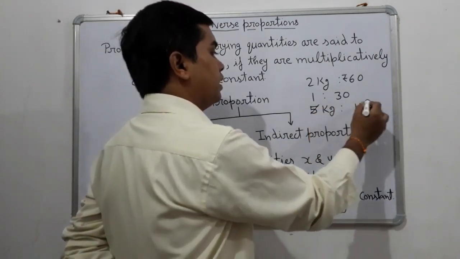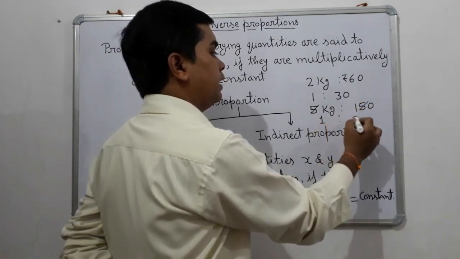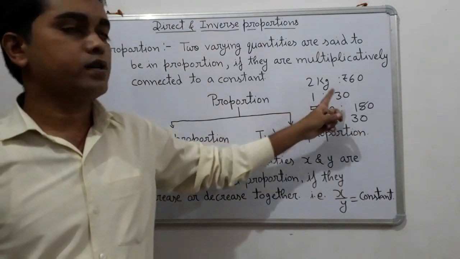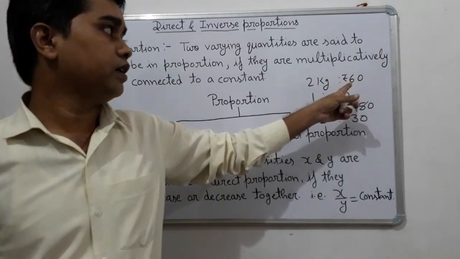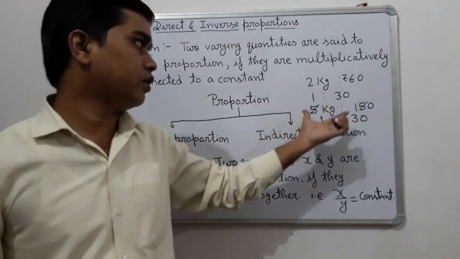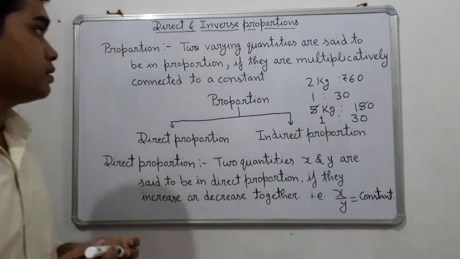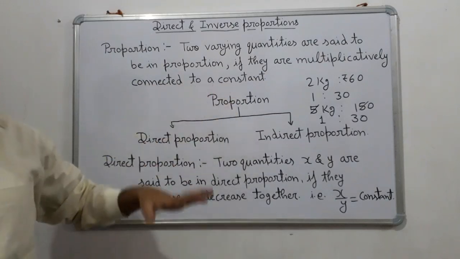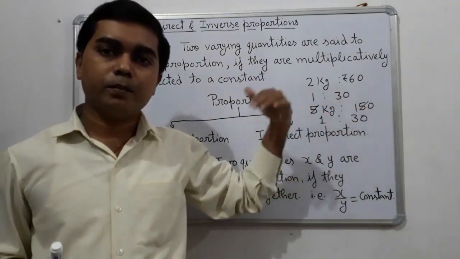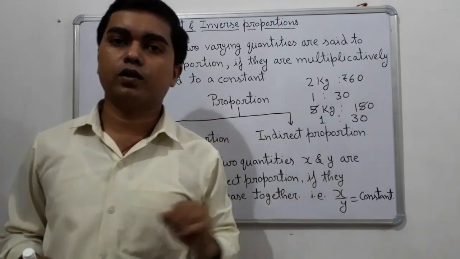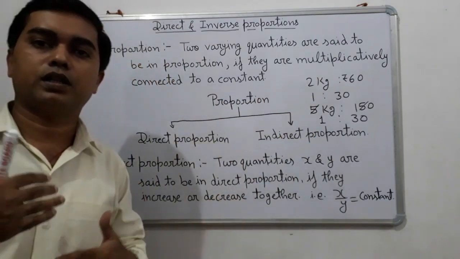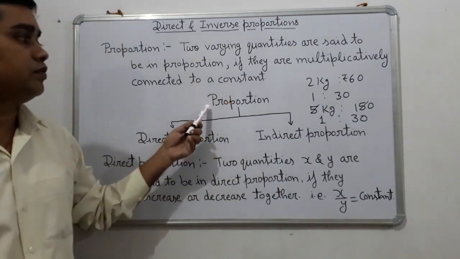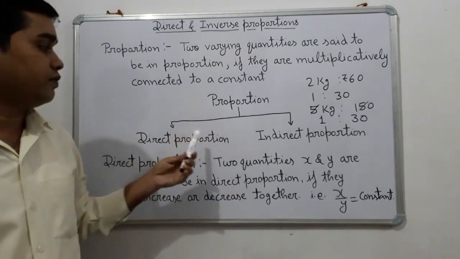If we simplify it, you will get 1 and here again 30. So you are seeing the ratio is the same: for 2 kilogram and 60 rupees, 1:30 is coming, and the same for the others, 1:30. So you can say that they are multiplicatively connected to a constant. Constant means in every case you will get a constant value. Like here, what are we getting? 1/30, 1/30, 1/30. So this is proportion.